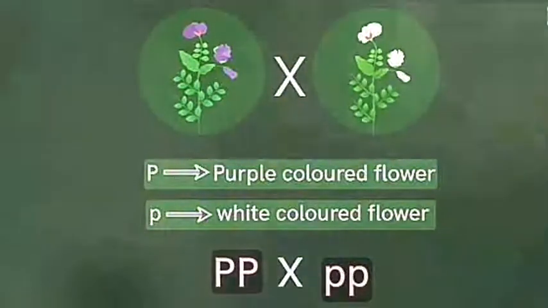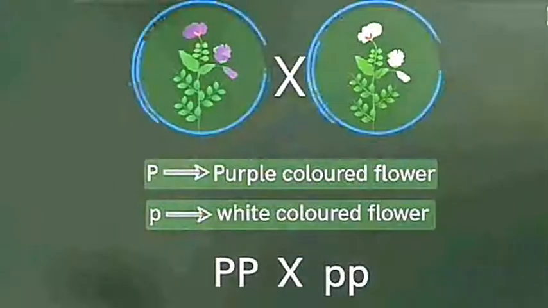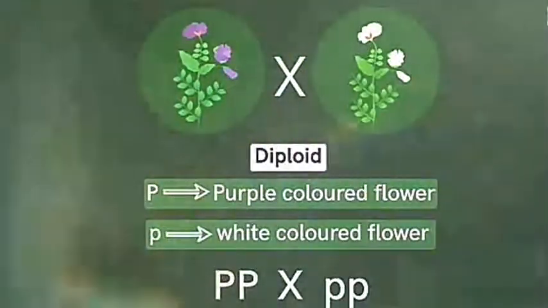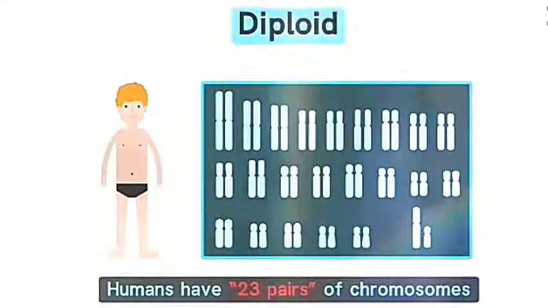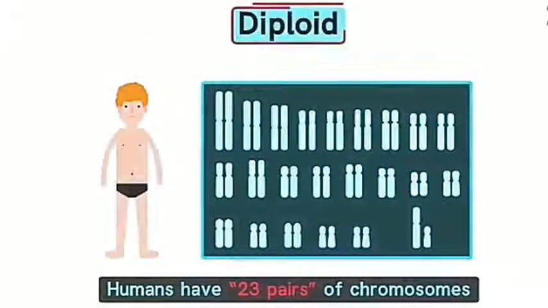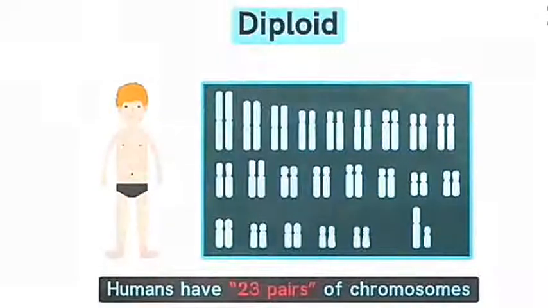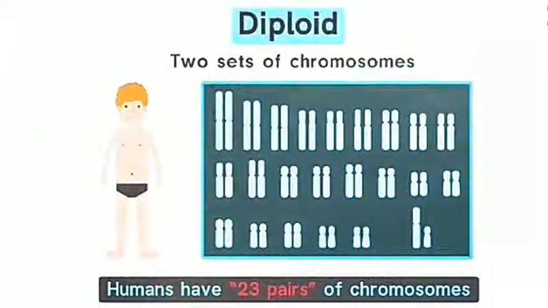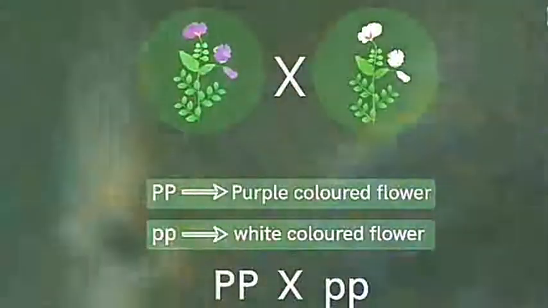This is because it is a diploid organism. What do we mean by diploid? Let's get to understand this term. It is known that in humans there are 23 pairs of chromosomes, right? A member of each pair is from the father, while the other is inherited from the mother. So when an organism has two sets of chromosomes, it is described as diploid. Let's get back to our cross with purple flower and white flower.